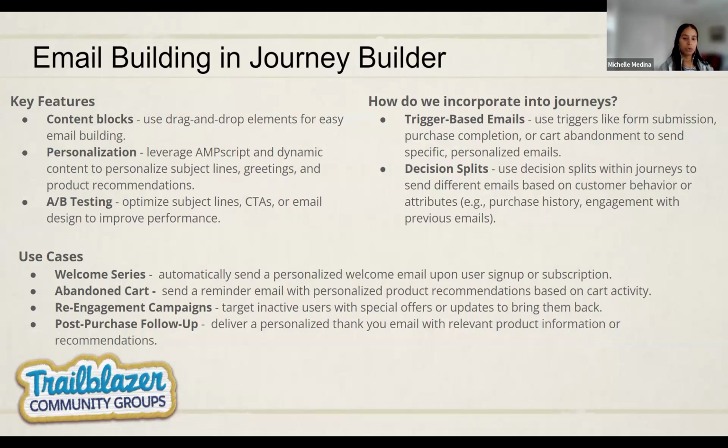And you can also use decision splits. So within a journey, you can send different emails, or send them down different paths with different content, based on that customer's behavior or certain attributes. So for example, your engagement with previous emails, even within the journey. If they click this email or open this email, we want to send them down one path to receive specific content, or even purchase history, right? So that customer behavior, you can use those decision splits to send your customers down that specified path.